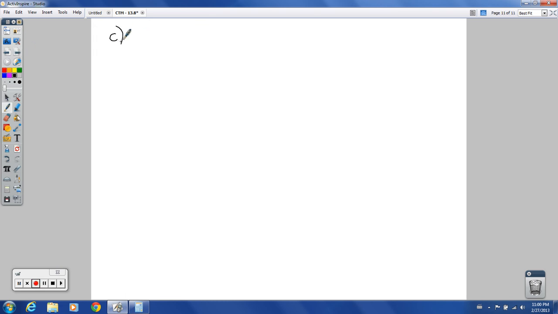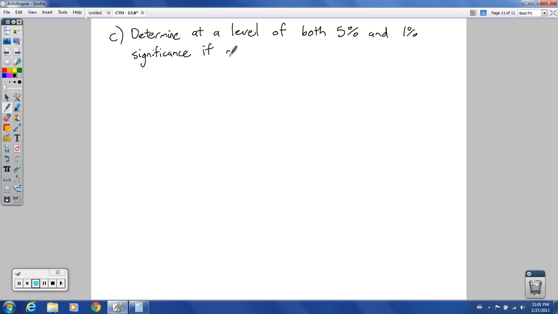And so let's now check out part C. This part should take a little less time than we just did there. Part C: determine, at a level of both 5% and 1% significance, if a correlation exists between the time studied and grade received.